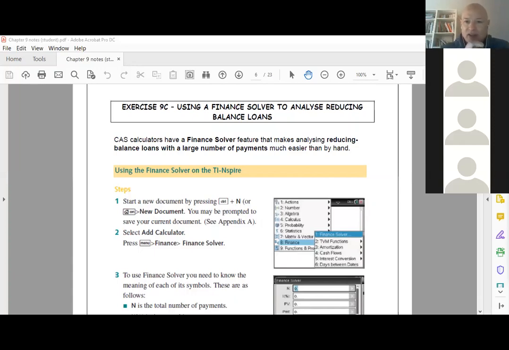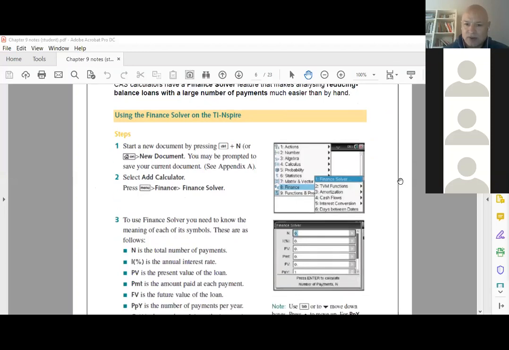Okay, so we're going to use your finance solver to actually analyse these reducing balance loans. So the way to get into your calculator and get into that finance solver: turn on your calculator, of course, and when you're in the calculator page, click menu and then click finance. And in finance, click finance solver. Once you click that finance solver, I hope you can't see the whole screen, but you'll have something starting like this. And this is what we're going to use to do these type of things.